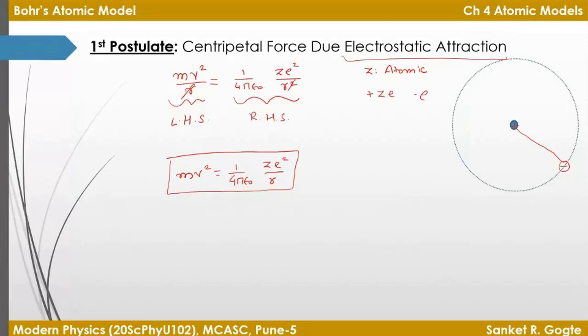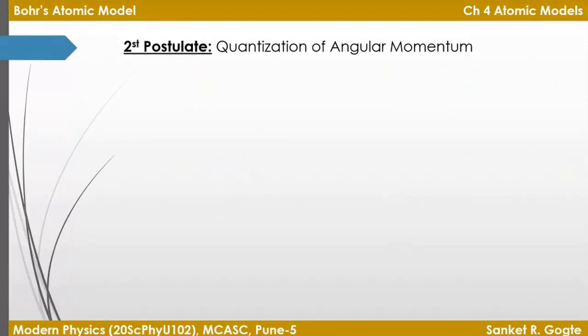Okay, so this is the first postulate. The second postulate, Bohr's second postulate, is not something that we can assume from our daily experiences, which assumes the quantization of angular momentum. So what it says is basically this: any electron in the atom has angular momentum which can be equal to nh by 2 pi. N here is any integer, 1, 2, 3, and so on, or rather any positive integer. And what is h? h is Planck's constant.